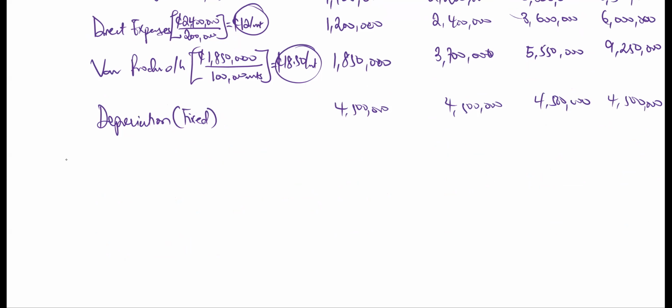Then what followed? Rent. Rent we know is fixed. The rent was 2,400,000 at a level of 200,000. Since there's no caveat about rent, it means rent will be the same, 2.4 million everywhere we go.